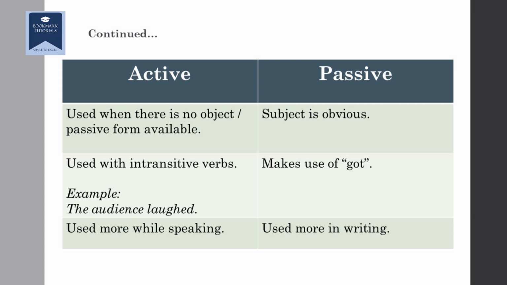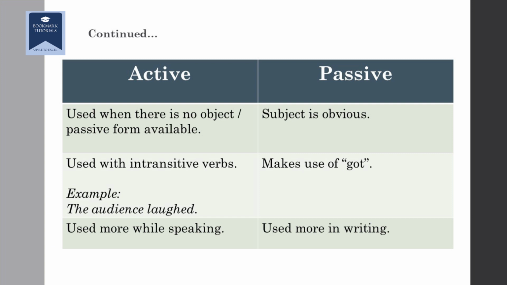Another situation where the passive voice is used is when the subject is obvious and there is no need to mention them. For example, the police arrested the robber yesterday. This is the active form. In the passive form, we can say that the robber was arrested yesterday because it is obvious who arrested the robber.